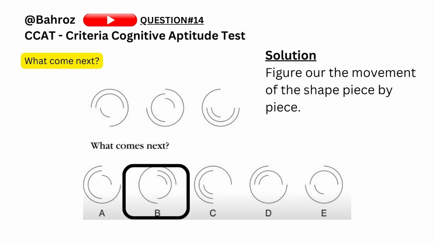Now question number 14. What comes next? Here the idea is to pick one piece of the entire symbol or the shape and see how it is transforming across the shapes. So if you see this small line, it goes opposite and then it comes back opposite. So it's kind of rotating 180 degrees. So the next one would also be rotated 180 degrees, which would be similar to shape 2, which could be either A or B.